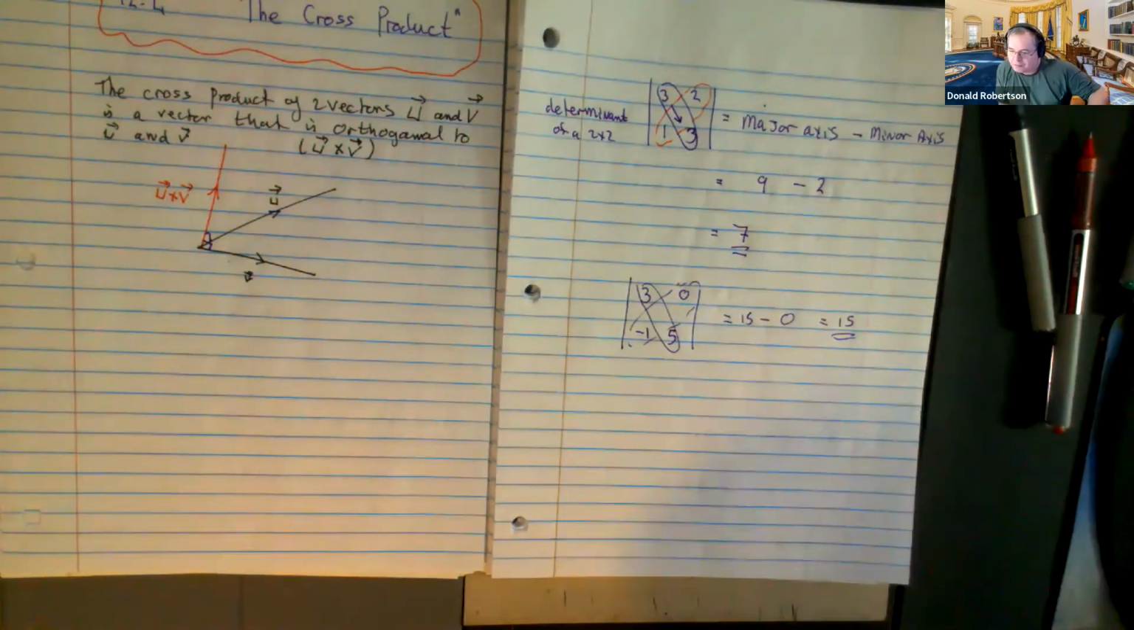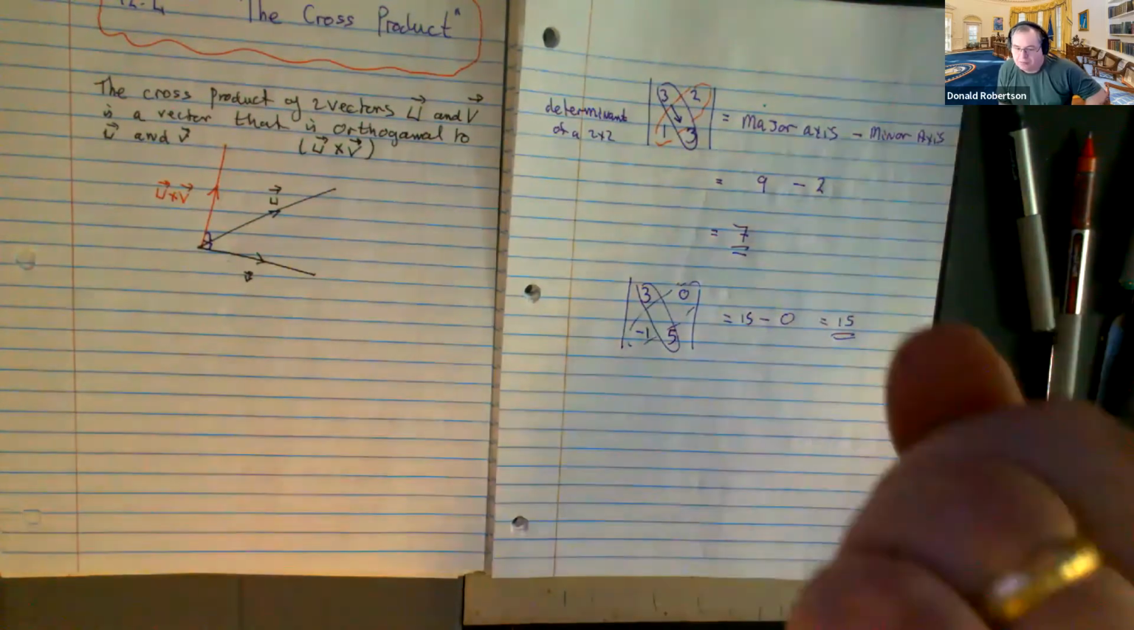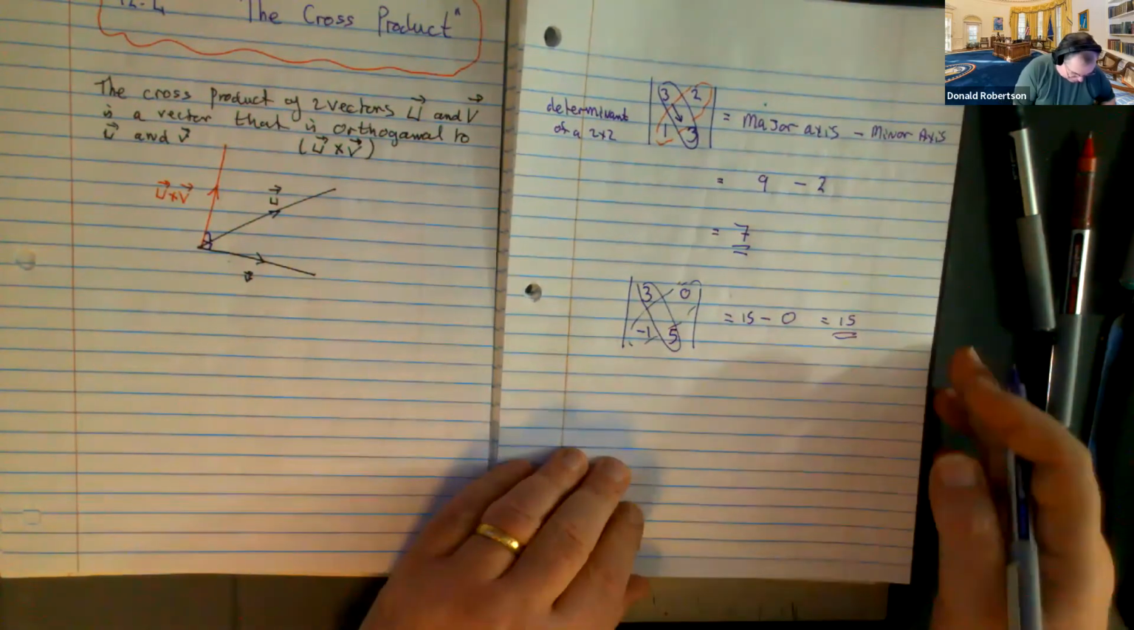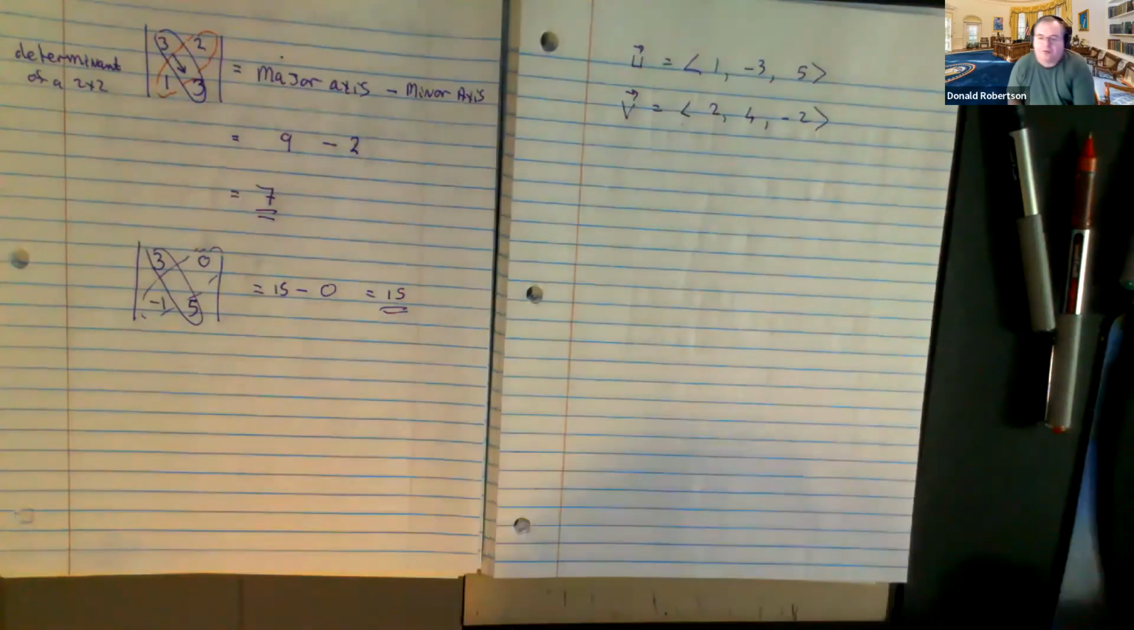Easy to do, right? Major, take away minor. Major, take away minor. So how does that help us to get the cross product? Well, here goes. Suppose I want the cross product of the vector u = 1, -3, 5 with the vector v = 2, 4, -2. Just randomly picking some digits.